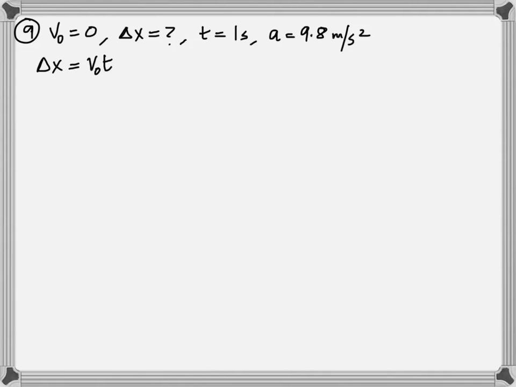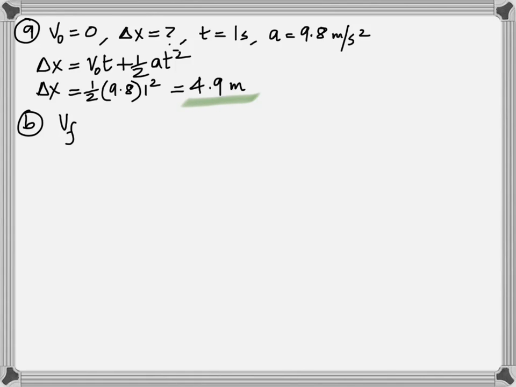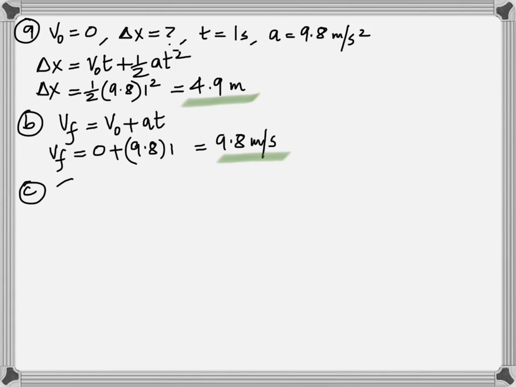9th one. You have to find the distance traveled during the first second. Its initial velocity is 0 because it's dropped, in 1 second, and a is 9.8 because it's accelerating. Use this equation. The first term just becomes 0, so it vanishes, and you get 4.9 meter. And then you have to find the final velocity at which the object hits the ground. So it is 9.8 meter per second.